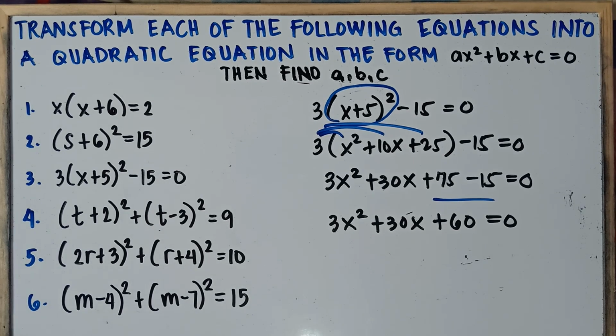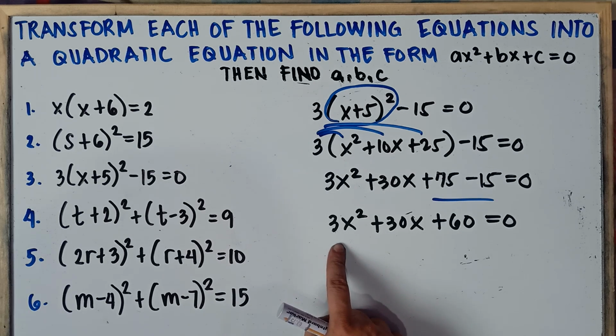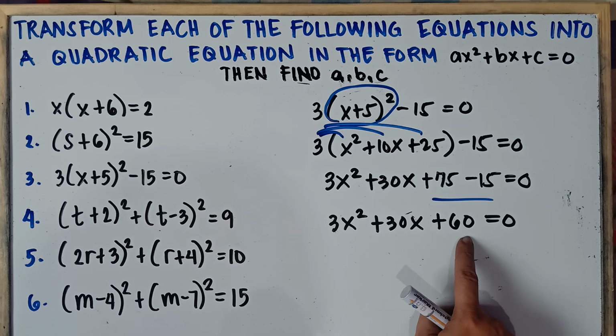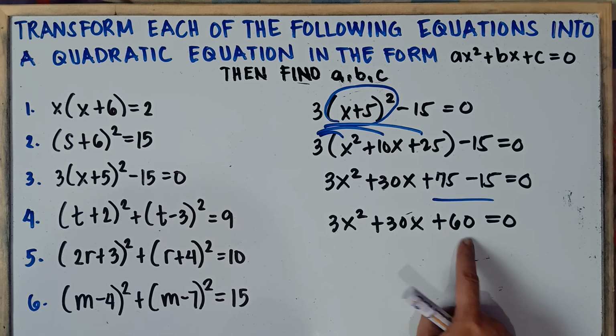Alright, so once again, class, you always check your equation if you can reduce, because if you can reduce, class, you always reduce your equation. Can we divide 3 by 3? Yep. Can we divide 30 by 3? Yep. How about 60? Can we divide this one by 3? Yep. Once again, class, if you can reduce the equation, you always reduce.